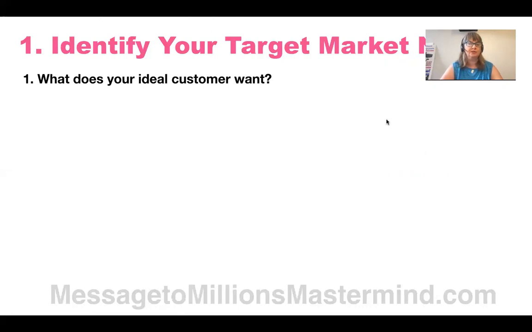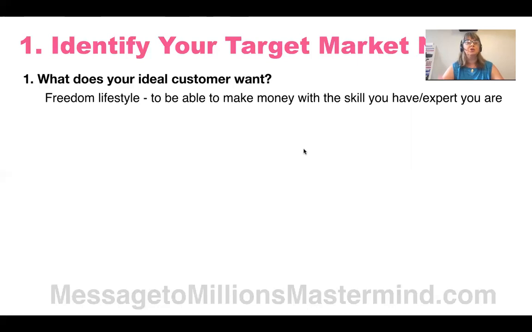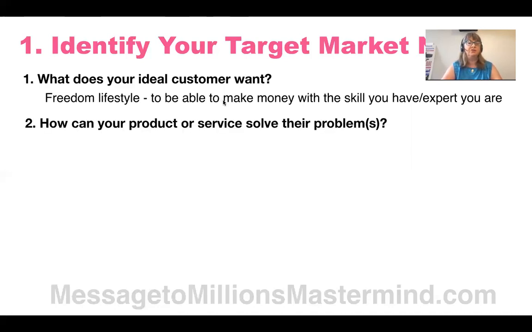So what does your ideal customer want? And as you're answering that question, which is going to be part of the exercise that I leave you with, that's how you're going to move forward in the identification of what's unique about you. So let's take, I'm just going to give an example here. Freedom lifestyle, to be able to make money with the skill you have or the expert that you are. So that's kind of what my ideal customer wants. All right, and most importantly, it's to make money with the skill that you have or the expert you are, but the ultimate goal is to be able to do that and create a freedom lifestyle.